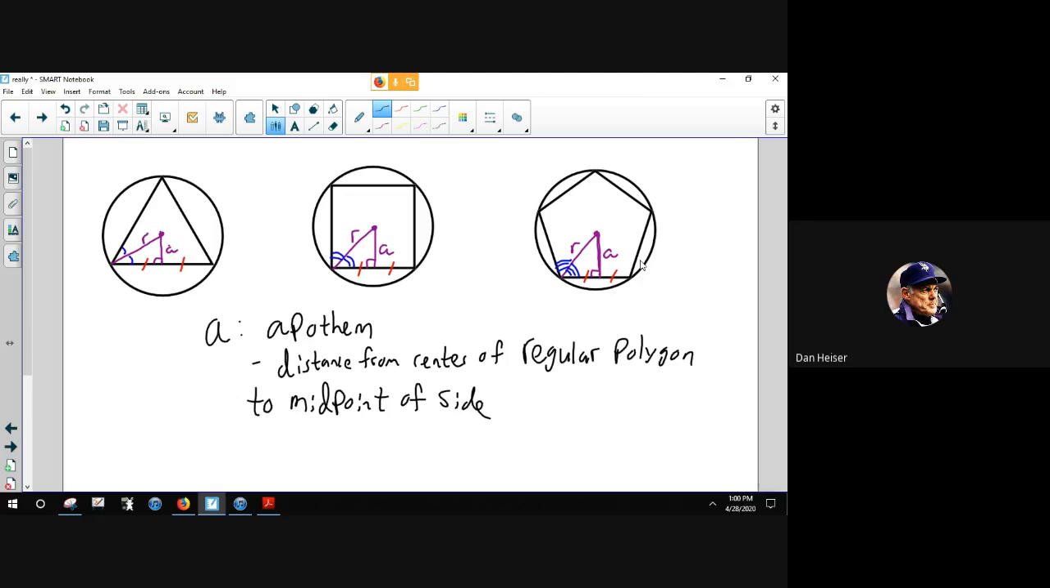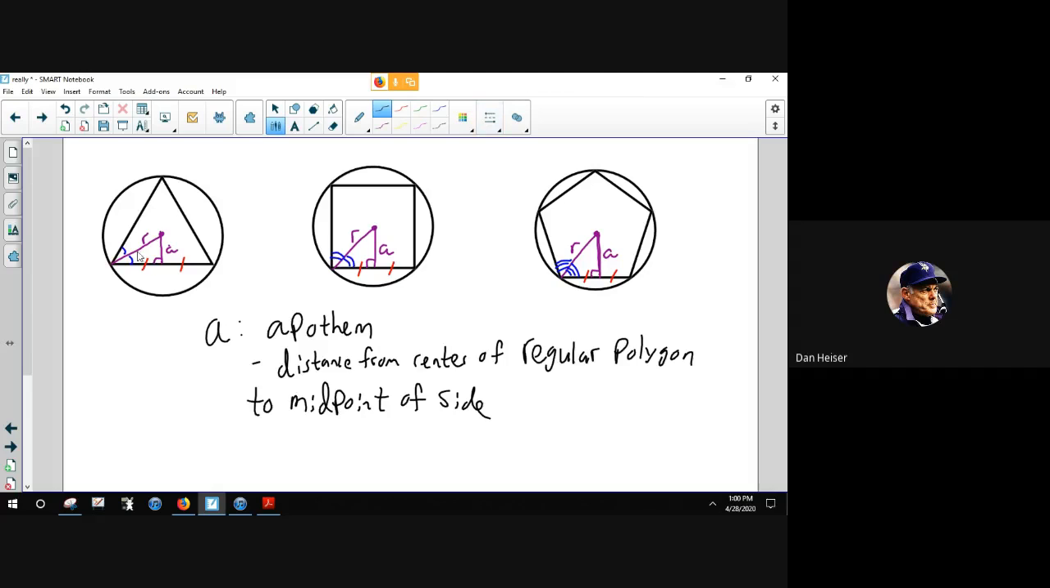I've drawn in the radius of each, and I've also drawn this length called A. And that little A stands for apothem. The apothem is a special distance that regular polygons have, and it's the distance from the center of that polygon to the middle of one of its sides. The number of apothems every regular polygon has is equal to the number of sides that it has.